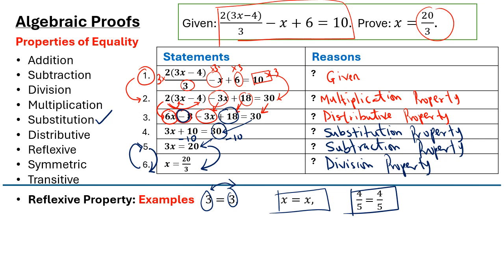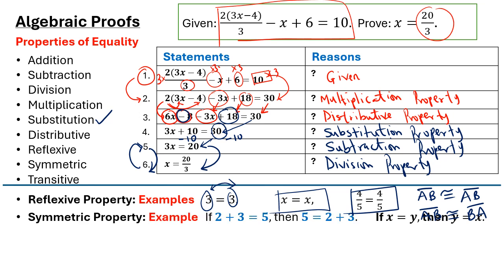For example, in geometry, if you are looking at line segment AB, it is congruent to line segment AB. This is what you call a reflexive property. Or sometimes, if you're using a reflection, it could be BA, depending on how you are looking at how the shape is being transformed. So let's look at another property.